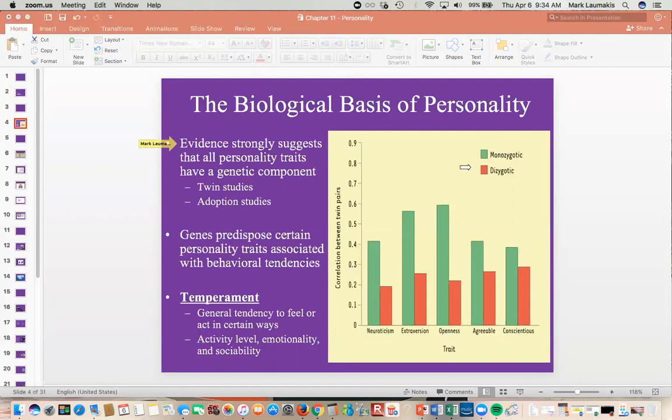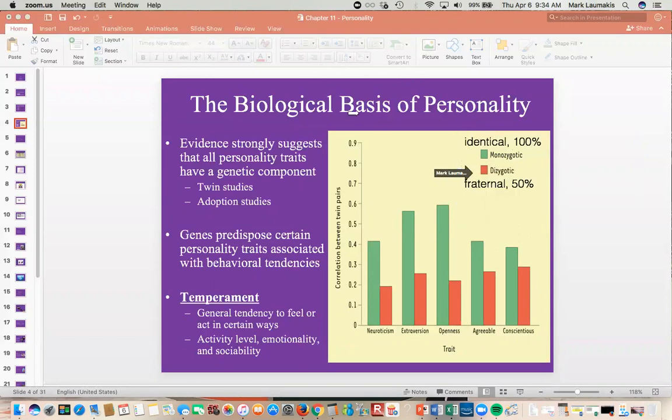How do we know? Well, we do twin studies. Look at the data we have over here. So we have monozygotic or identical twins in the green bars. We have dizygotic or fraternal twins in the orange bars. Let's remind ourselves about those guys, right? So monozygotic, we said, were identical twins who share 100% of their genes. Dizygotic, we said, were fraternal twins who share 50% of their genes, okay?